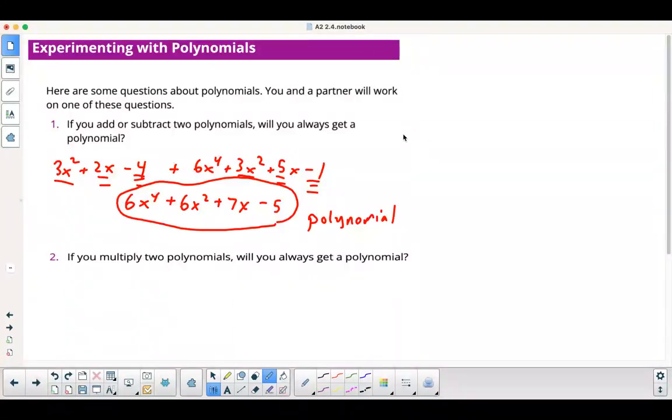All right, maybe try another one. Let's say 2x squared plus 6x minus 1. Let's do minus. Let's just go x plus 6. Now here I have to actually distribute this negative. So I'm going to change those.